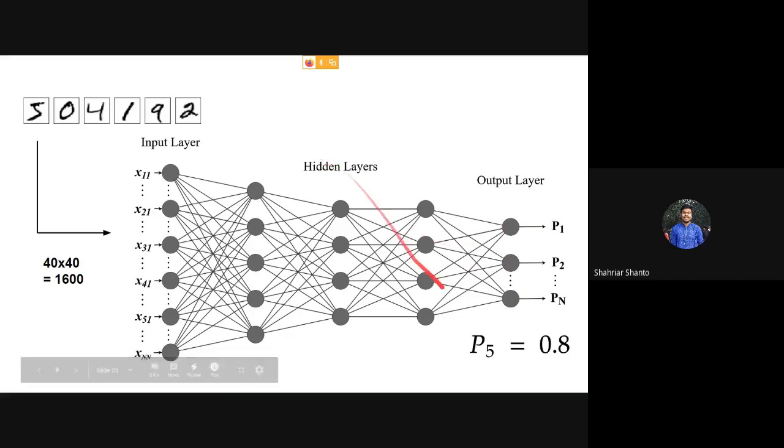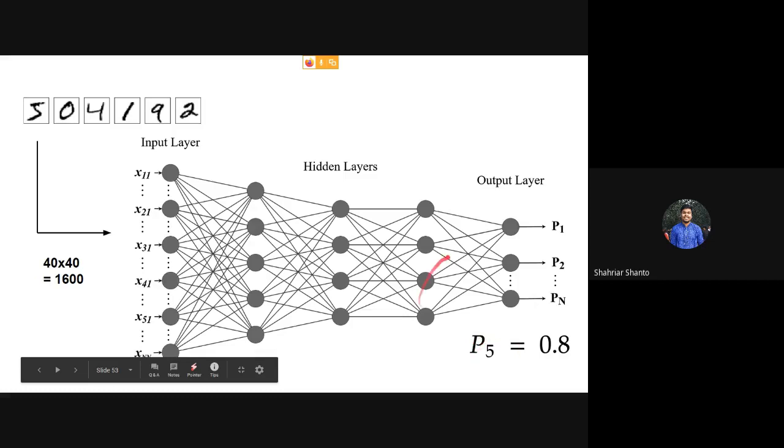In this example, if we have a value of p5 equal to 0.8 and all the other p values are closer to 0, then we can say the neural network is predicting that the image that we fed into the network is a 5.